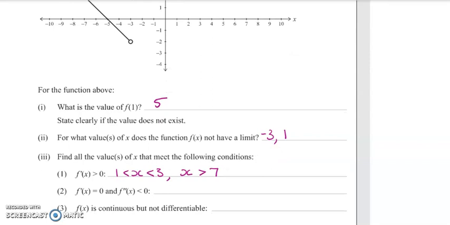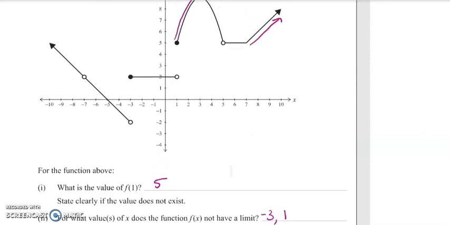Okay, part 2 is f dash of x equals 0 and f double dash of x is less than 0. So what this means is the gradient is equal to 0, and the gradient itself is less than 0, so negative, so the gradient is reducing. Or another way to think about it is that the graph itself at that point has a maximum.